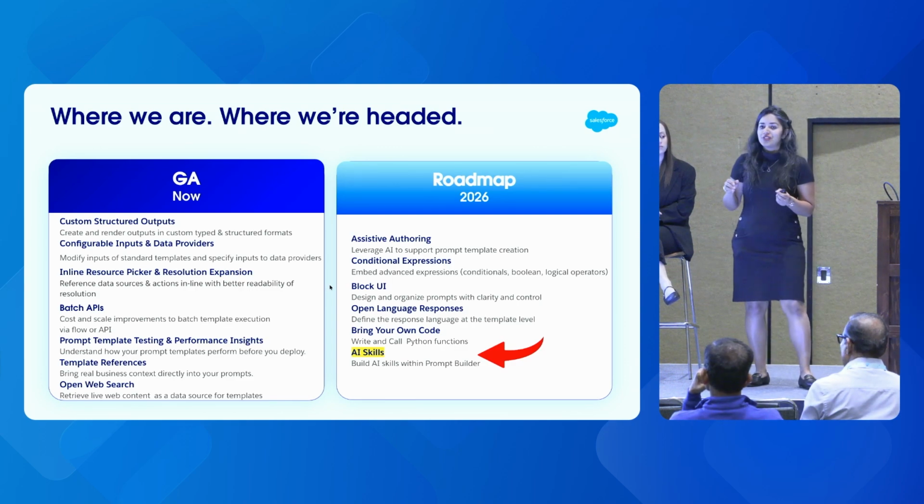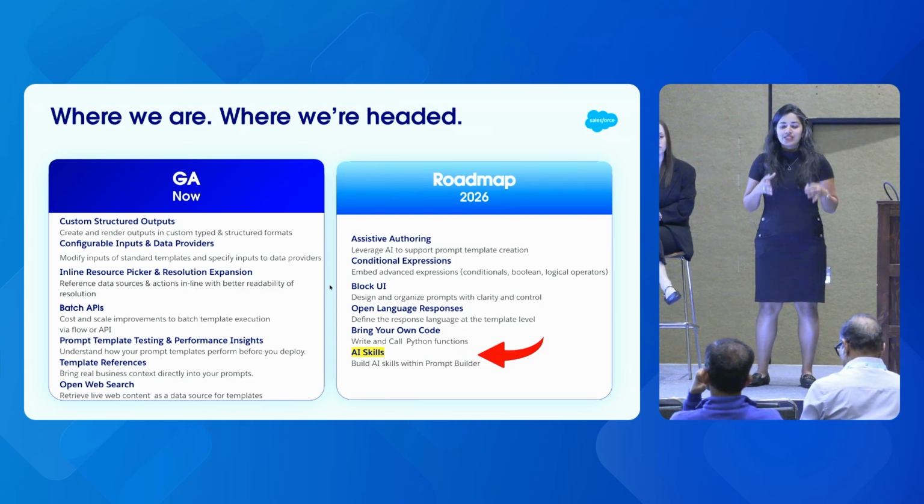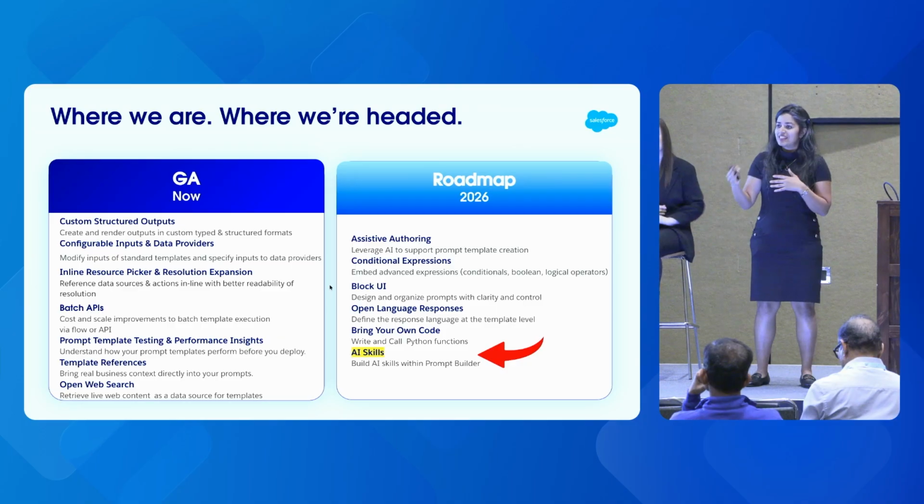But we are introducing AI skills, which is essentially a way for you to build skills with Prompt Builder. And so what does that mean? Well, if you're familiar with Claude skills or things like that, we have Slack skills now as well.